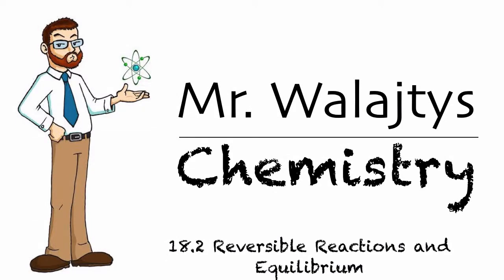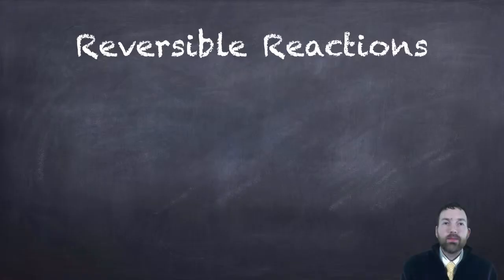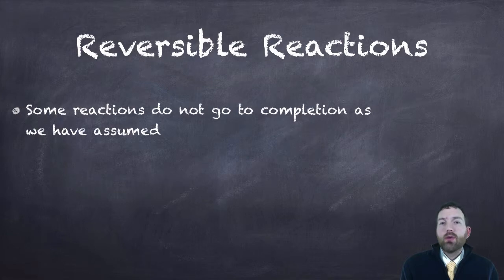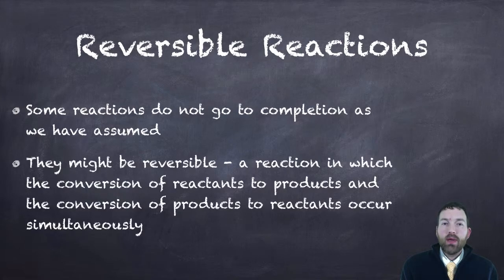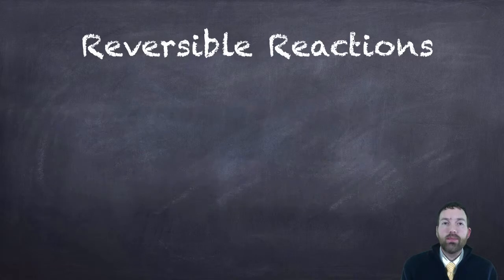In this section, we're going to be talking about reversible reactions. Some reactions don't go to completion as we have assumed. They might be reversible. This is a reaction in which the conversion of reactants to products and the conversion of products to reactants can occur simultaneously.